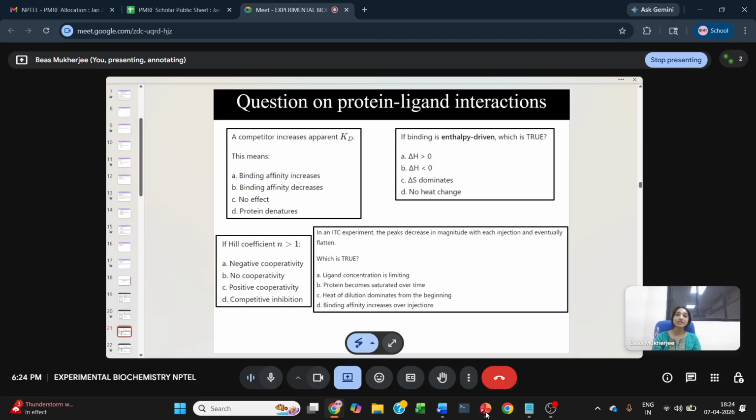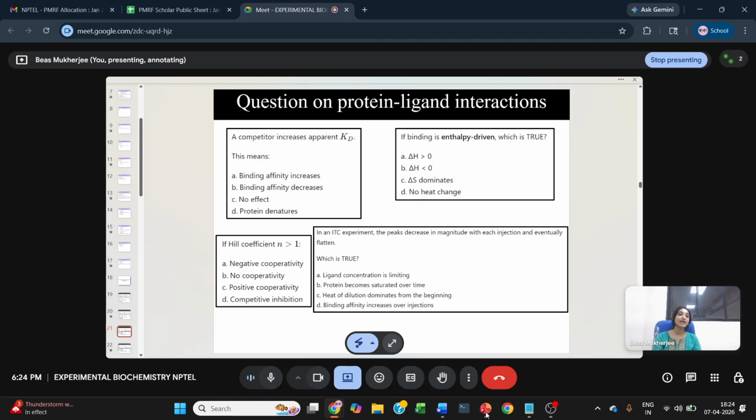A competitor increases the apparent KD. This means binding affinity increases, binding affinity decreases, no effect, or protein denatures. If you remember about this enzyme competitive inhibitor, then you will be able to answer this question.